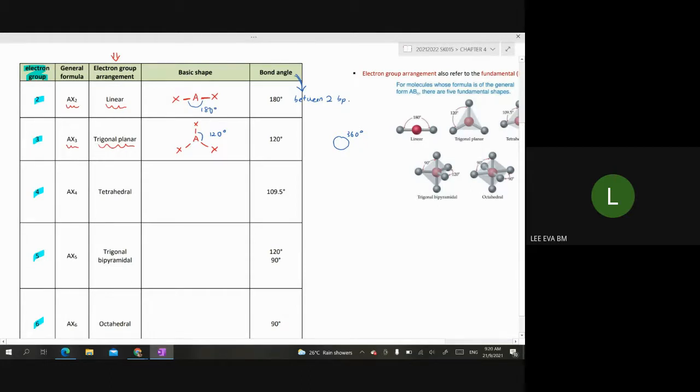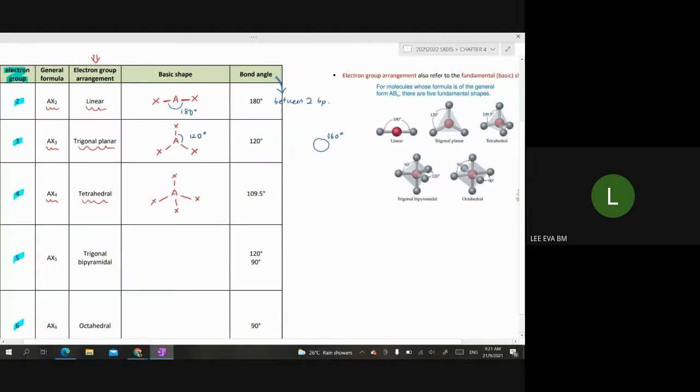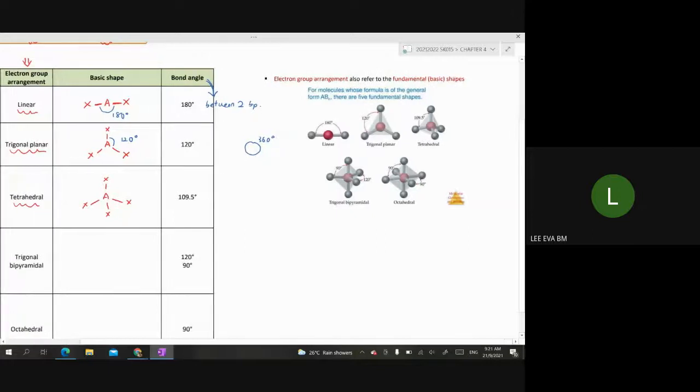Okay. So for 4 electron groups, general formula AX4, the electron group arrangement we name as tetrahedral. So we arrange this way: A, X1, X2, X3, X4. Dia bukan dekat satu planar kalau tengok pada structure dekat sini. Ini linear, senang, 180. Ini trigonal planar.